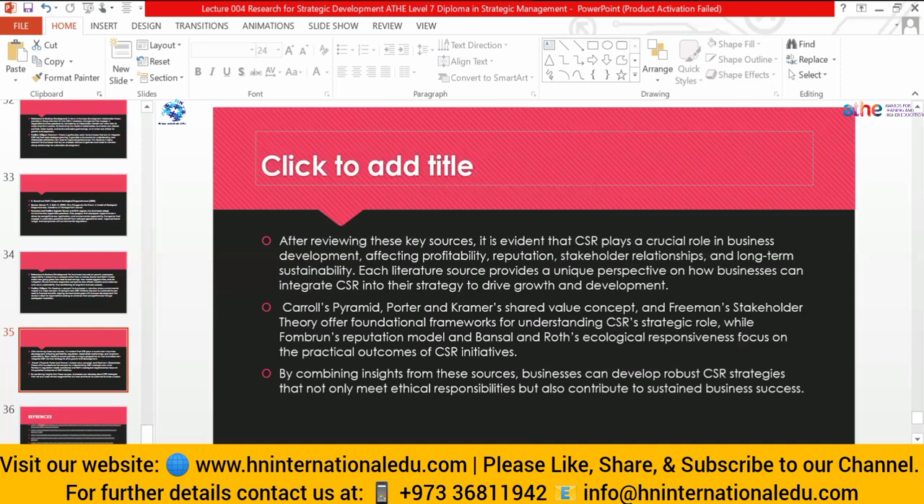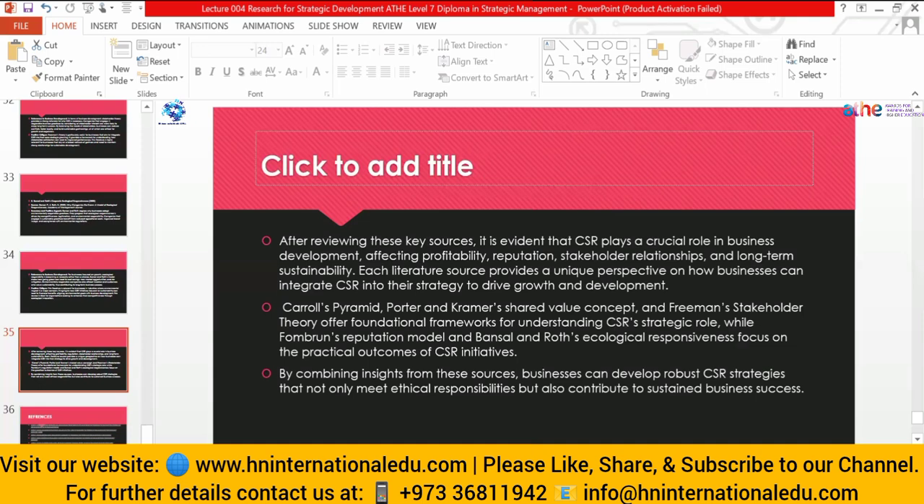Then, while Fombrun's reputation model and Bansal and Roth's ecological responsiveness focus on the practical outcomes of CSR initiatives, that is, how actually it can come into the real world and show us the results. So every author, you see, they have done the work on one topic, but their view was different. Their research gap is different. They chose one thing and started working on it. By combining insights from these sources, businesses can develop robust CSR strategies that not only meet the ethical responsibilities but also contribute to the sustained business success.